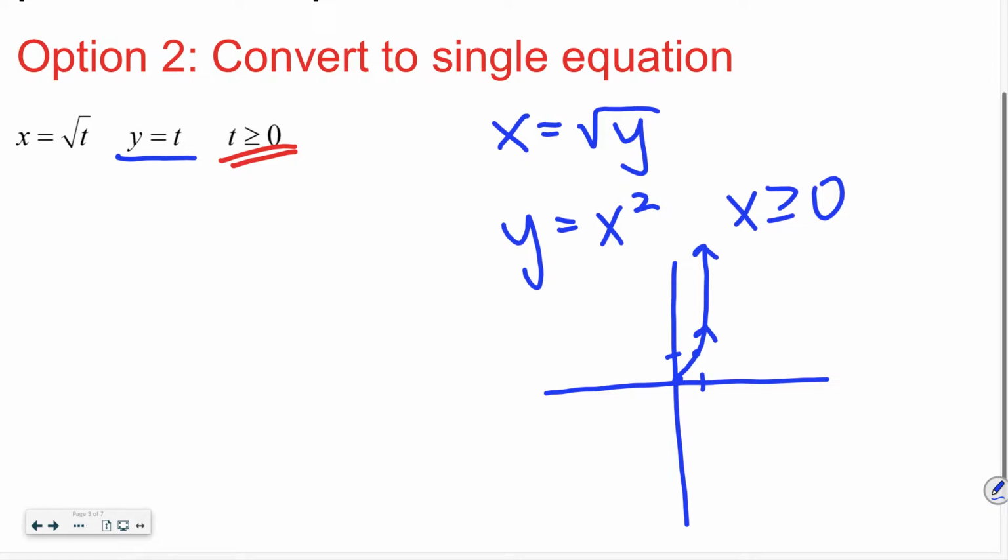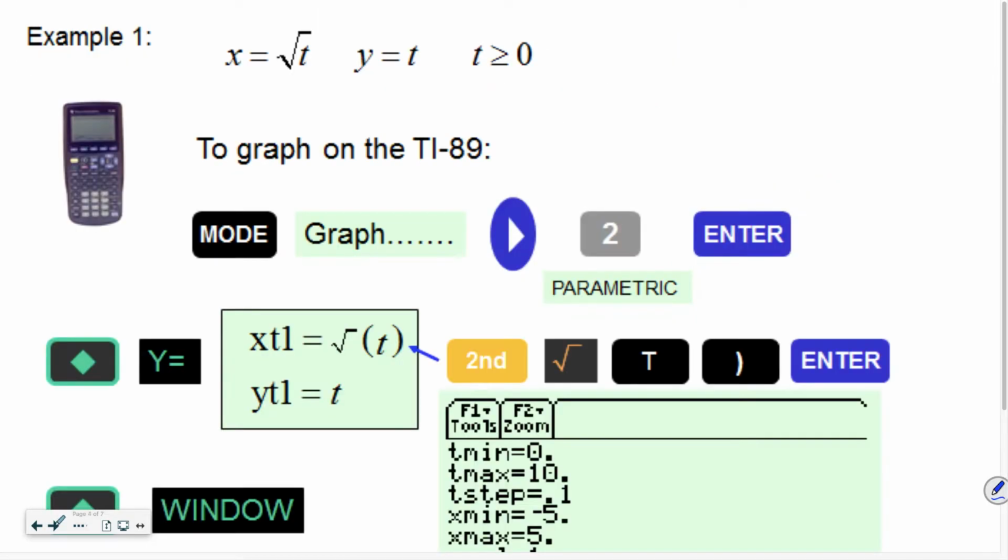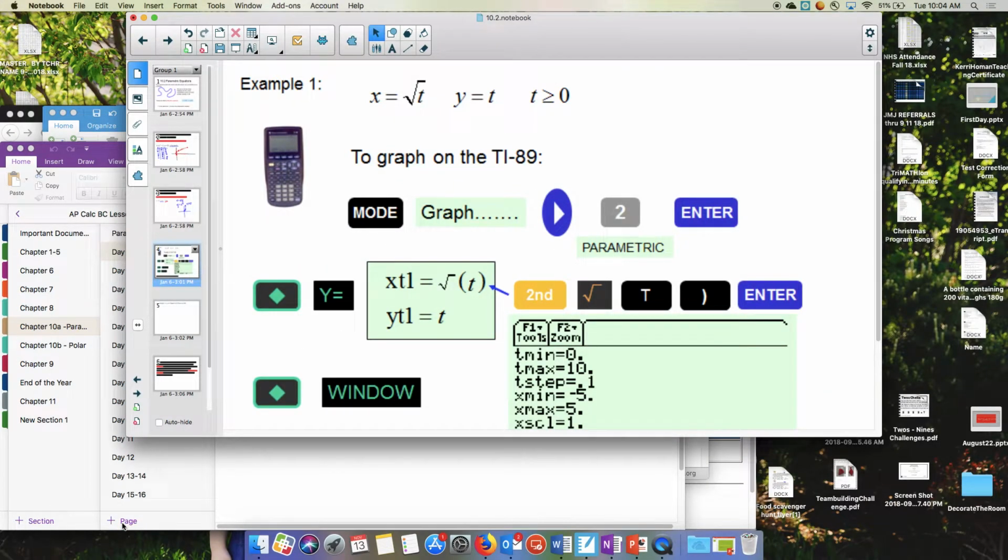Get out your calculators. I think that's what I have next. Let's see. Cross your fingers that my calculator won't mess everything up.